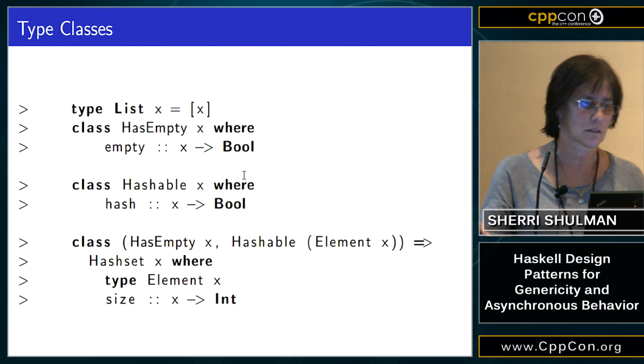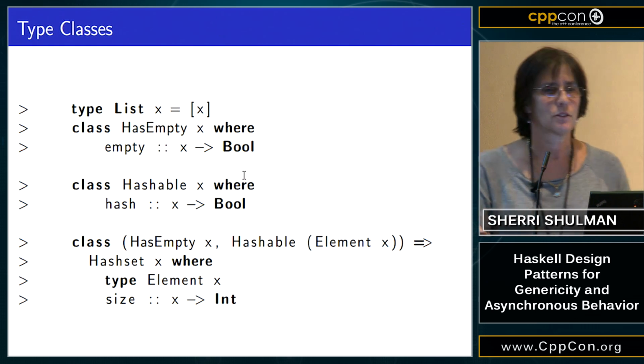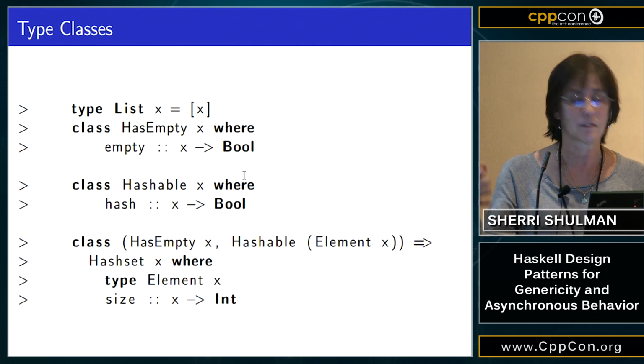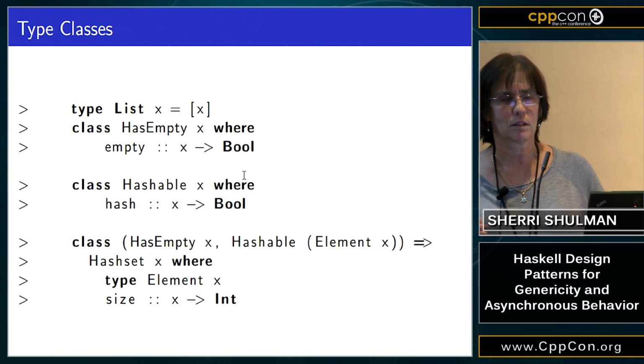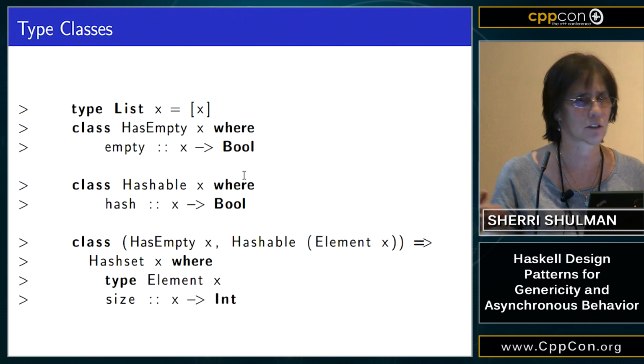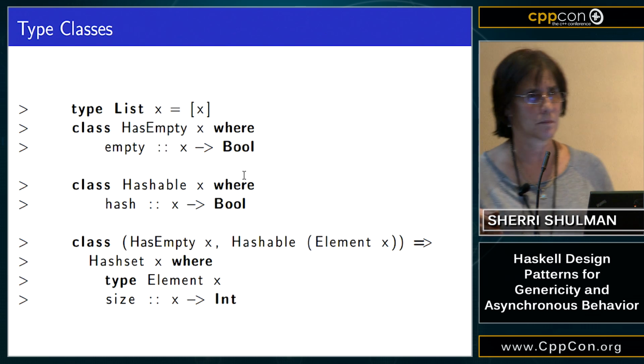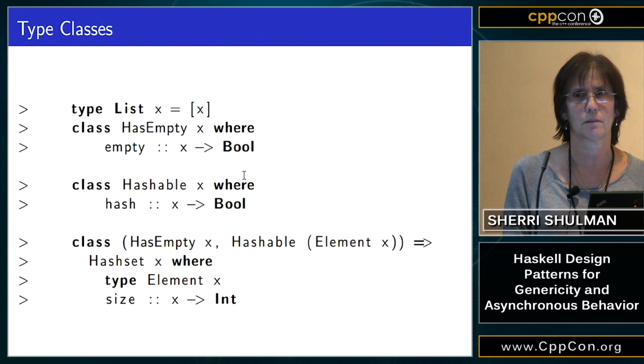We're telling Haskell that element X is a type, unspecified, so that we're able to say size has the type X arrow int. You can tell here that the semantics of this, X has to, again, be a container type. Size, since we're talking about a hash, is telling how many elements are actually in the hash table. Okay. Everybody okay so far?